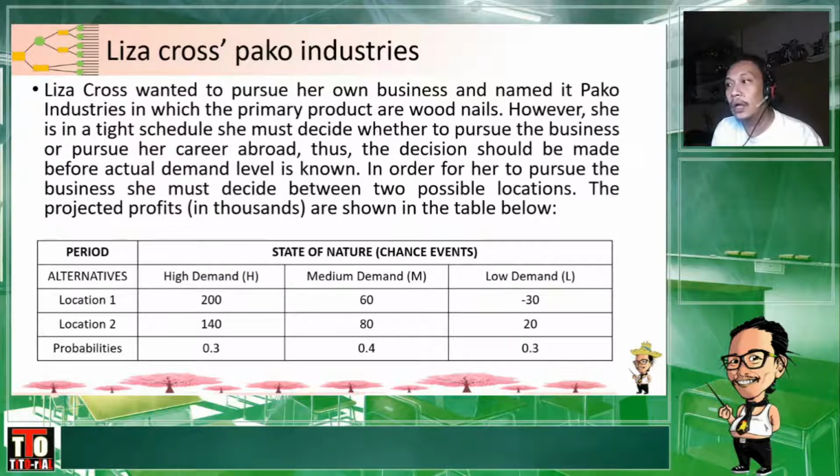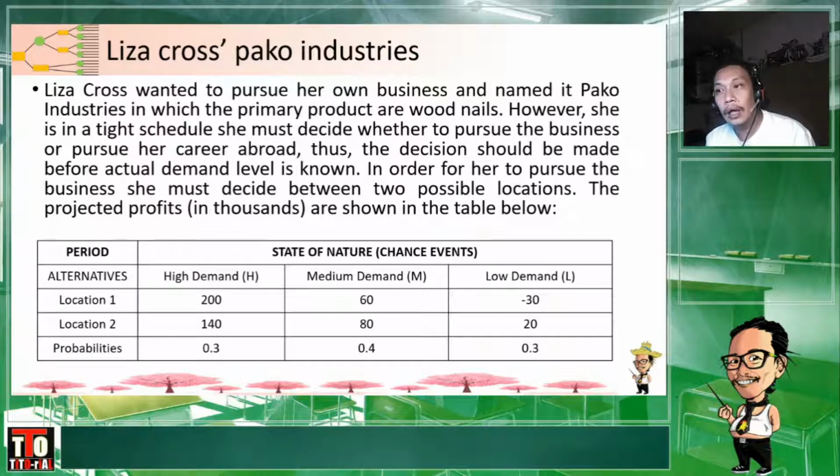Sa location 1, pag high daw yung demand, pwedeng pumalo ang profit niya or sales niya ng 200,000. While pagka medium demand, 60,000, pag low demand, makaka-experience siya ng loss, which is 30,000. While sa location 2, 140,000 ang demand, kung high demand yan, ha? Ang medium demand is 80,000, while pagka low demand, hindi siya loss. Actually, meron pa siyang kita na 20,000.